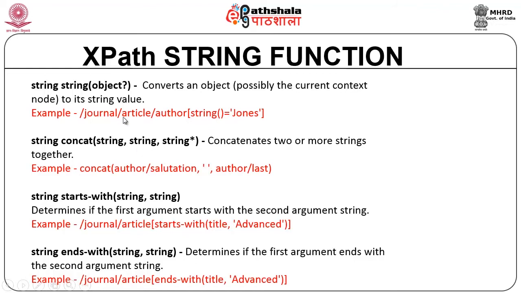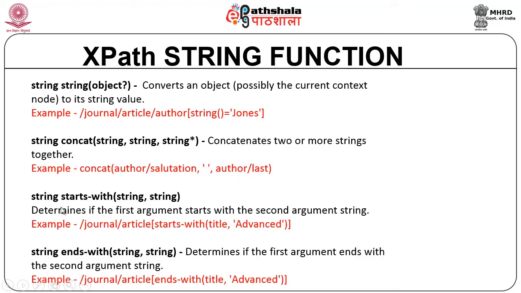Now, some of the string functions have been given in the slide. We have a string function, which converts an object, possibly the current context node, to its string value. Here you can see in the example, the author is converted, and then there is a next method called concat. This is for concatenating 2 or more strings. Here you can see the strings given. An example of concatenating 3 strings: salutation, an empty string, and the last author element.